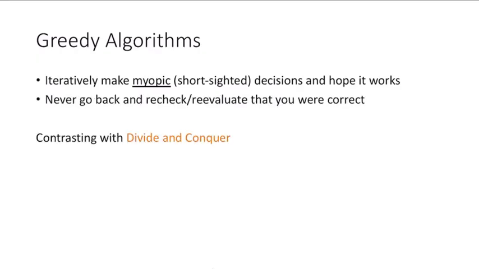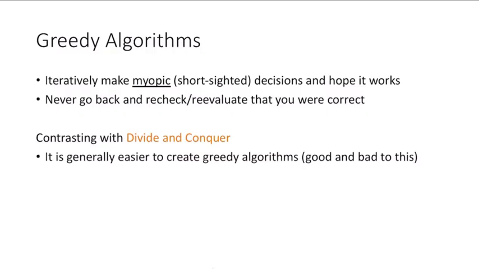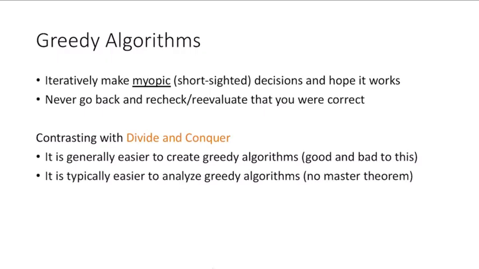So we can contrast this with divide and conquer. It's typically easier to create greedy algorithms because you just come up with a simple criteria that measures or predicts each of the different possible outcomes, and then just pick the best of all possible outcomes. And it's typically easier to analyze greedy algorithms. The code is typically simpler as well.